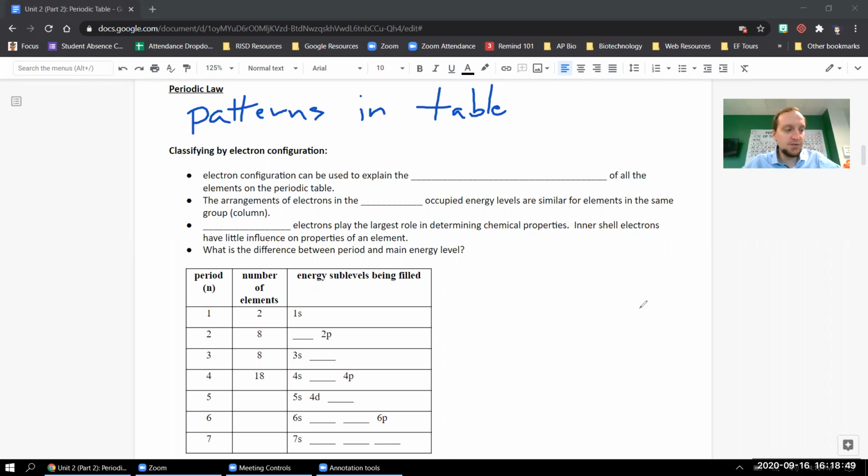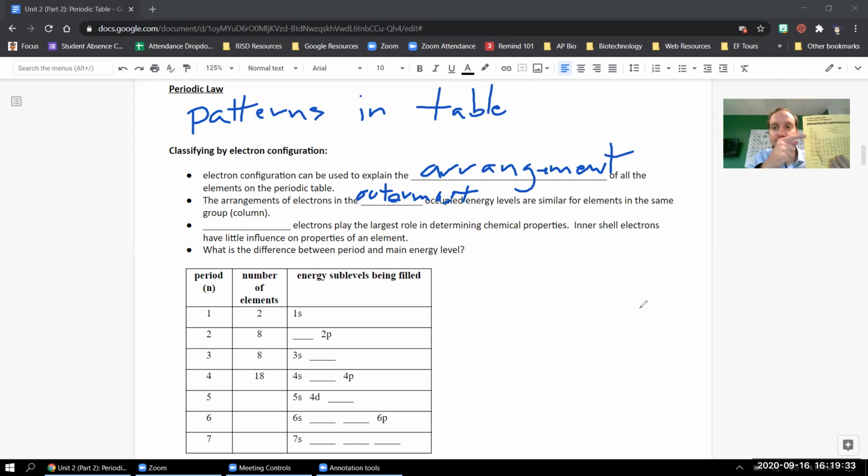All right, so we're going to start with how we use electron configuration in order to determine the order of the periodic table. So electron configuration can be used to explain the arrangement or order of the elements in the periodic table. The arrangements of electrons in the outermost energy levels are similar for the elements in the same group, meaning every single element in group 1 is going to have one electron on its outermost energy level. Every single element in group 2 is going to have 2 on its outermost energy level.